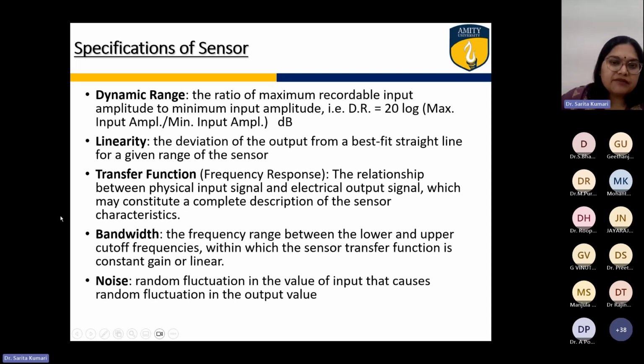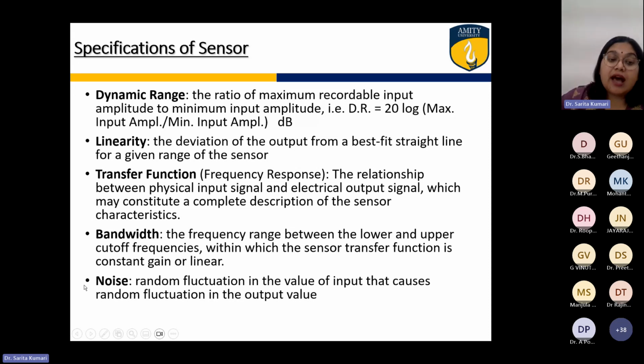Then we have bandwidth. Bandwidth is the range of frequency for which the instrument can be sensitive. It is the frequency range between the lower and upper cutoff frequency within which the sensor transfer function is constant. It has constant gain or it is linear. So the bandwidth of the sensor is one of the criteria we should keep in mind.